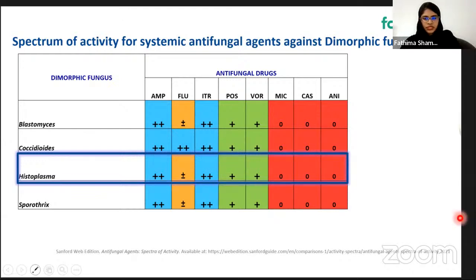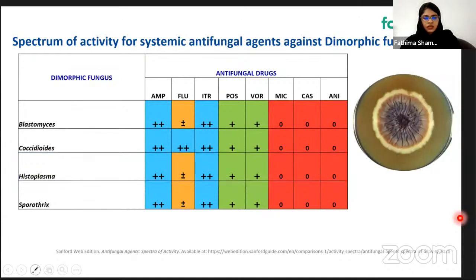Next, we have Sporothrix. Sporothrix is known to cause sporotrichosis. This is also susceptible to amphotericin B, itraconazole, and other triazoles.